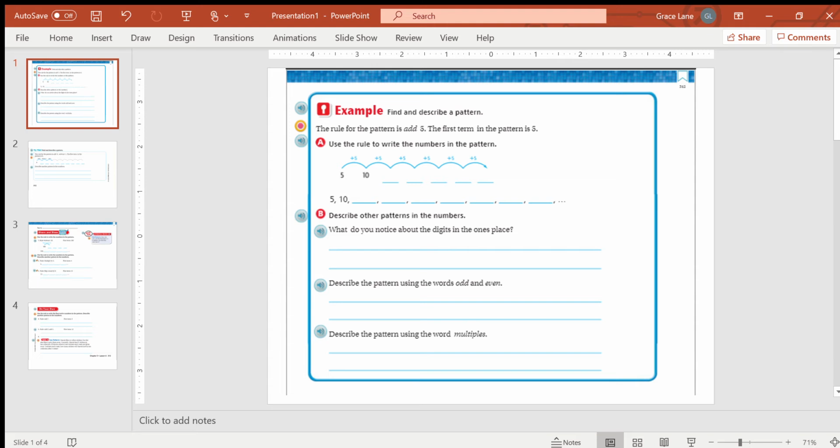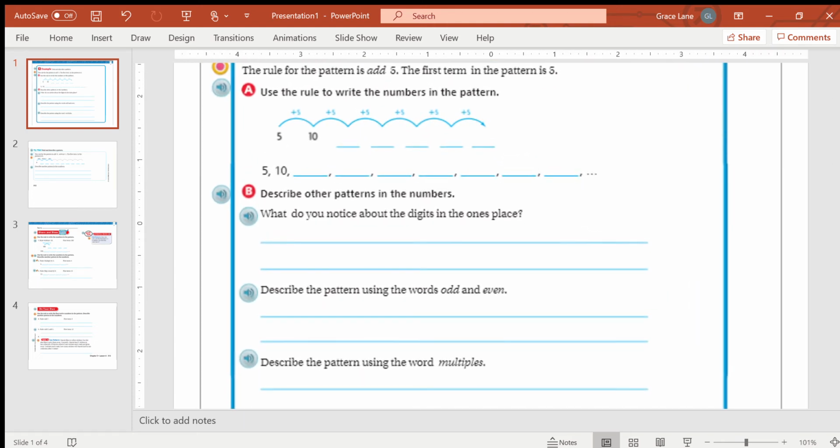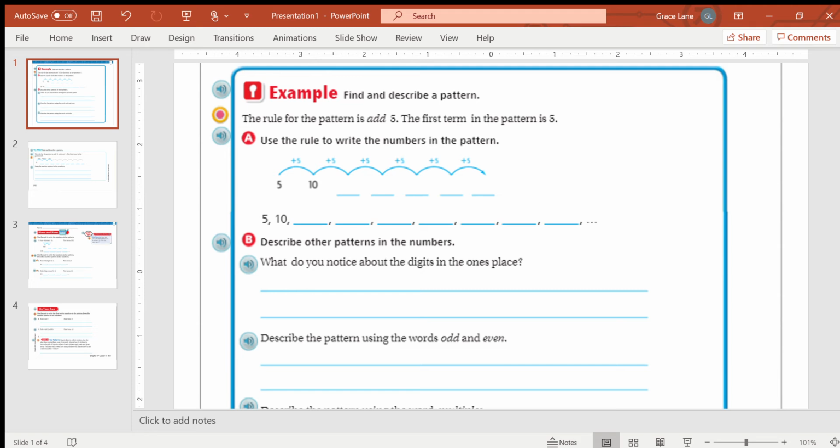Okay, so on page 312, our first example says the rule for the pattern is add 5. The first term in the pattern is 5. And then part A says use the rule to write the numbers in the pattern. So first, remember that a term is just each number in the pattern. So when it says the first term is 5, that means that the number it starts with is 5. The second term they have shown you is 10.